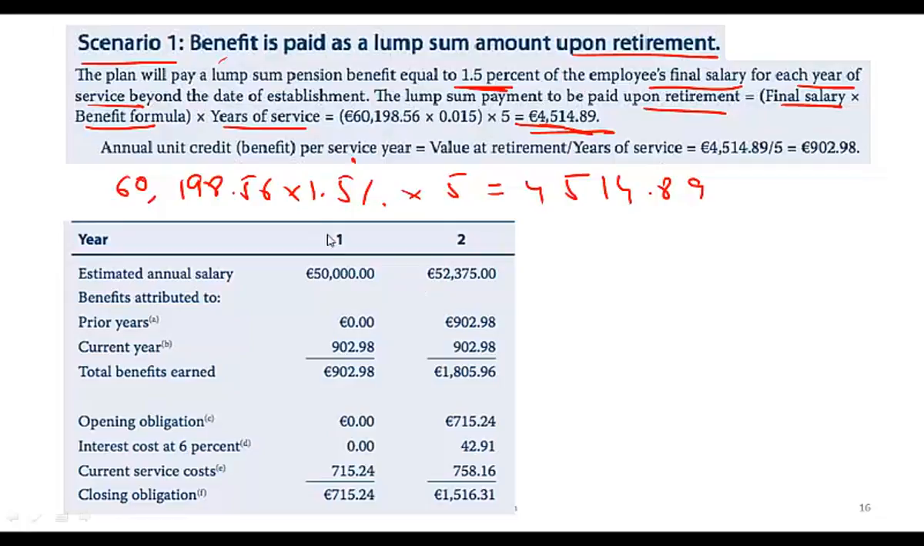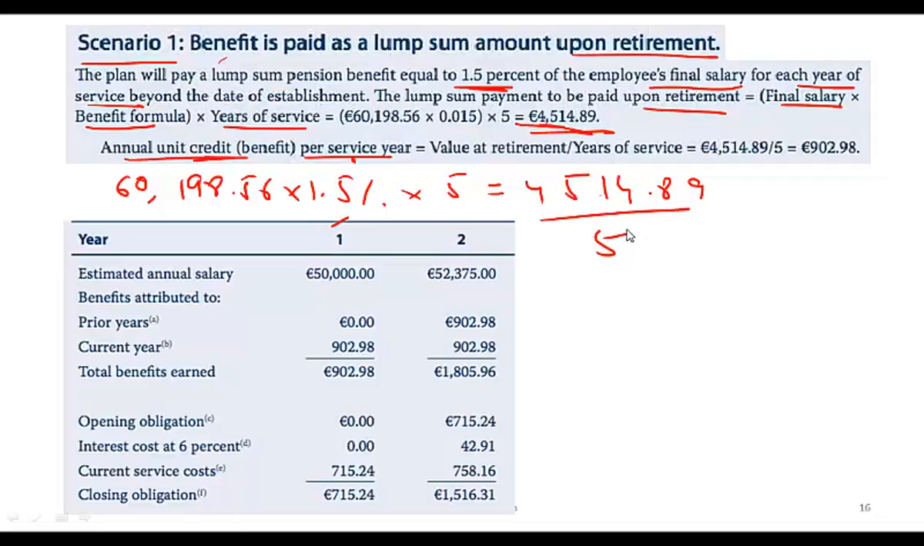All right, now what we are shown in this table is the following. For year 1, the salary is 50,000. This is what he gets at the end of year 1. The benefit attributed to prior years is 0 because there is no benefit carrying forward. The current year, if we simply take this number and divide by 5, this is called the annual unit credit or benefit per service year. Here we don't do any discounting. We simply take the total amount that he will get at the end. We are saying that he is earning this over 5 years. So every year he gets this much divided by 5.